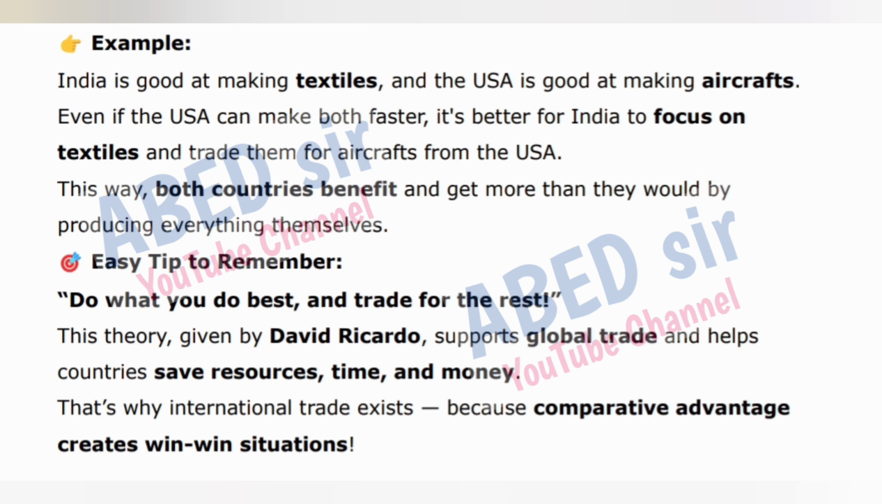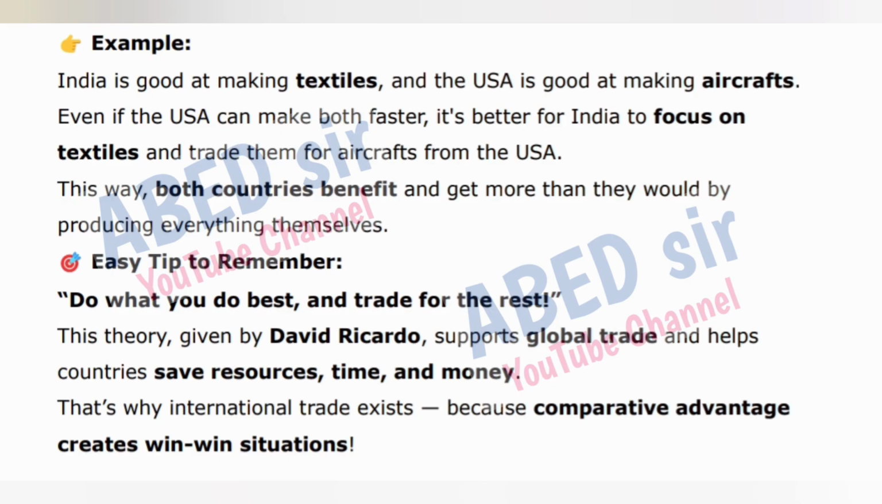Example: India is good at making textiles and the USA is good at making aircrafts. Even if the USA can make both faster, it's better for India to focus on textiles and trade them for aircrafts from the USA. This way, both countries benefit and get more than they would by producing everything themselves.